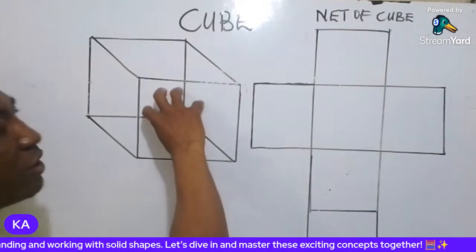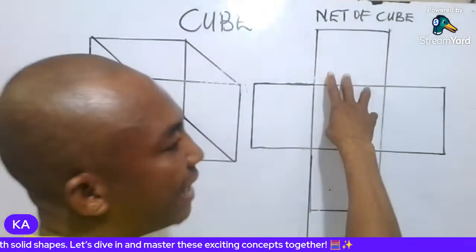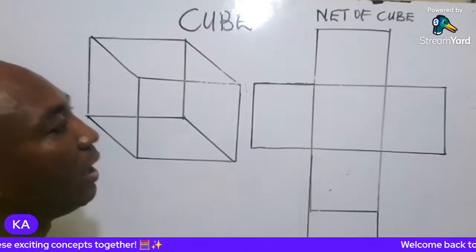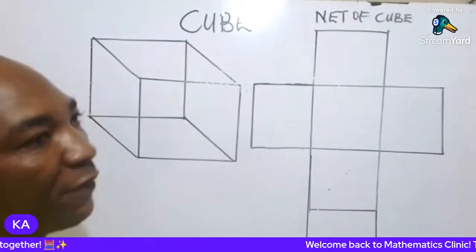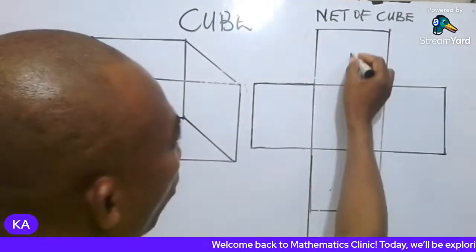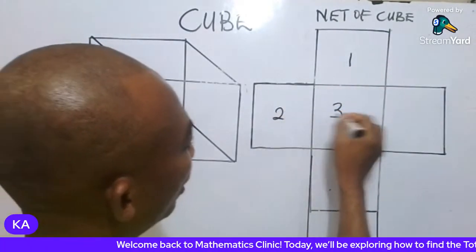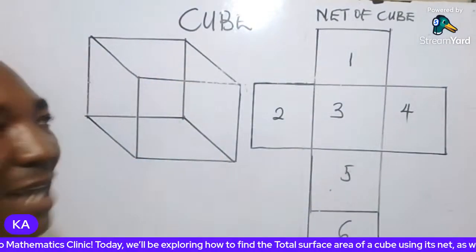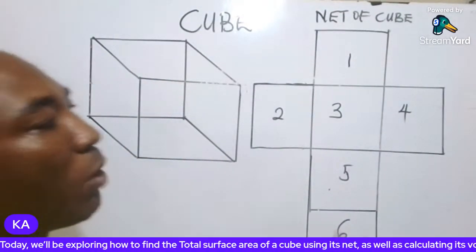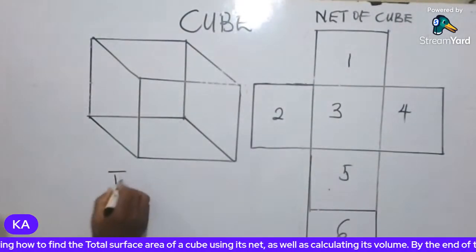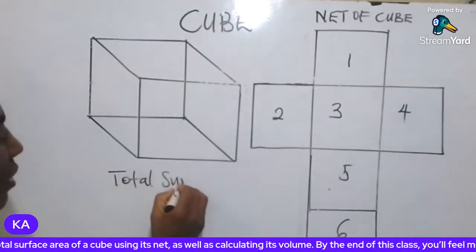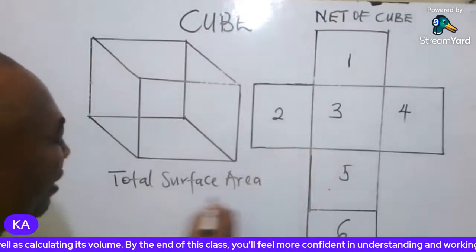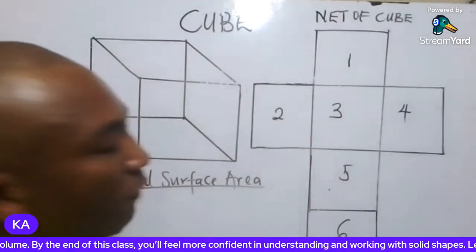Now, if I unfold this drawing, it's going to give me the net of a cube. Can you see that? It means a cube has 6 faces. And where are the 6 faces? 1, 2, 3, 4, 5, and 6. A cube has 6 faces. Now, what do we want to do tonight? We want to look at the total surface area of this cube.